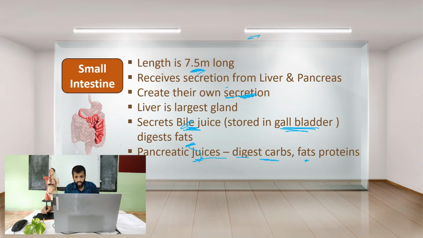And next is pancreatic juices. Pancreatic juices help in digestion of carbohydrates, which means maybe you had some bread or rice. Those kinds of food items will be digested because of pancreatic juices. It also digests different types of fats, and also proteins. So your pancreatic juices do this work of digesting carbohydrates, fats and proteins.